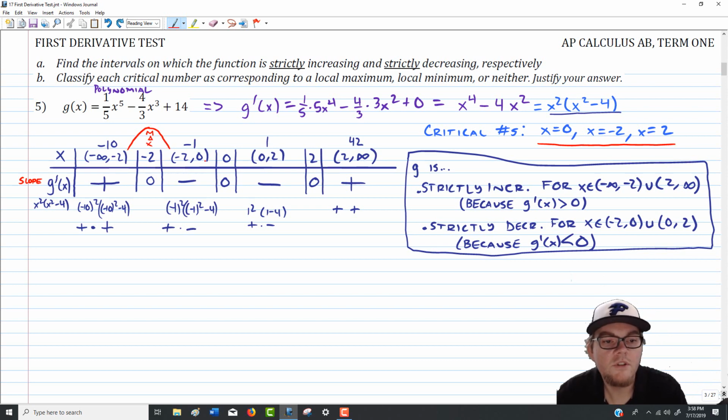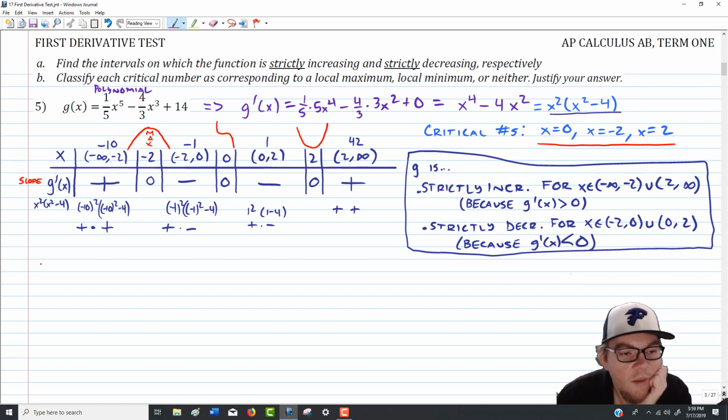When I go from negative 2, 0 to 0, 2, I see that my signs go from negative to negative. What that means is that we're going to have neither at this point, because what's actually happening is our function is negative in slope, so it's decreasing, then it flattens for a second, and then it continues decreasing. So in this case, we'll have neither. And then finally, in the last one, we're going negative slope to positive slope. That looks like a minimum.